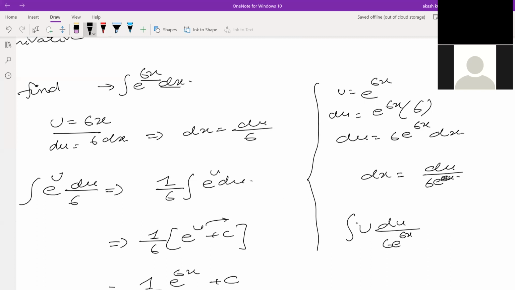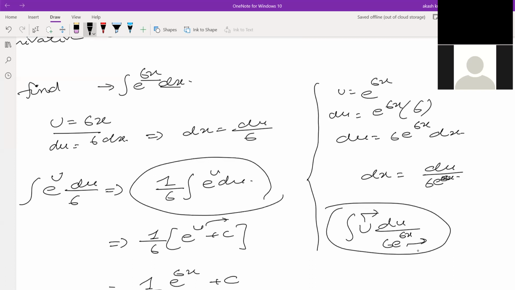When applying the u substitution, I need only u stuff here, the function in terms of u only. Here, when I substitute e^(6x), I got the function in terms of u and x as well. When I chose 6x as u, my function was completely in terms of u, not x and u combined. Is it clear?